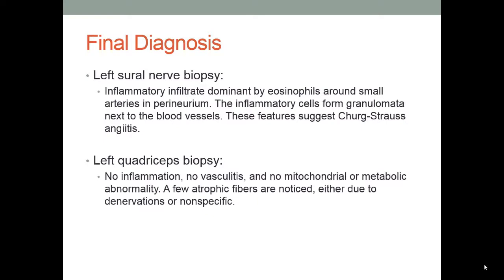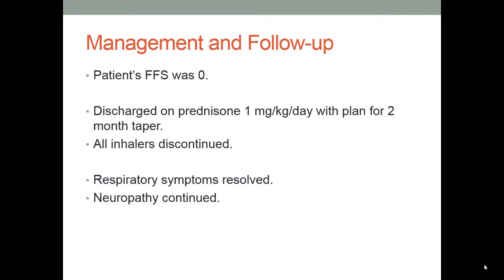Going back to our patient, he had a nerve biopsy done that showed inflammation dominated by eosinophils around the small arteries that was suggestive of Churg-Strauss. Left quadriceps biopsy found no vasculitis. The patient's 5-factor score was 0; again, age was taken out. Rheumatology recommended discharging the patient on prednisone, 1 mg per kg per day. He went on a 2-month taper.